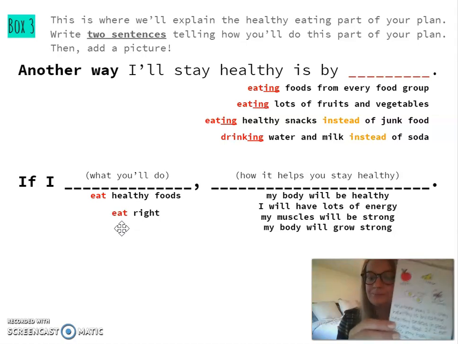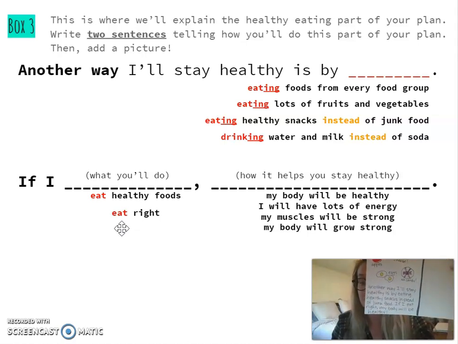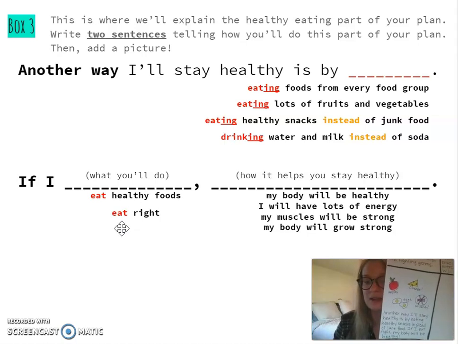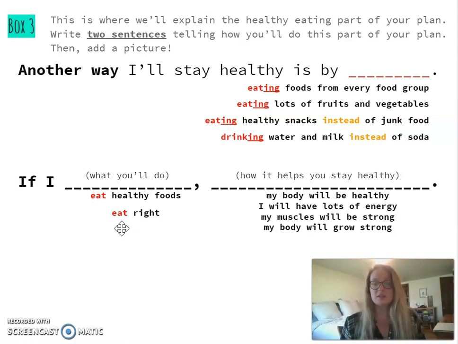In my box, I said, another way I'll stay healthy is by eating healthy snacks instead of junk food. If I eat right, my body will be healthy. I see 2 capital letters and ending punctuation on both sentences. I drew some apples and cheese and eggs, and then I crossed out the candy to show that I'm not planning to eat that junk food. It's your turn to pause the video and write 2 sentences about how you are going to stay healthy with eating a nutritious diet. Don't forget those capitals and punctuation.